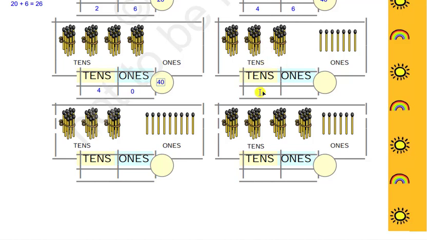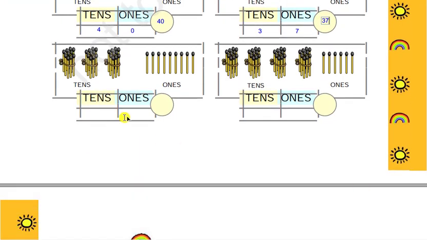Next, here there are 3 bundles, so we will write 3 tens and the loose matchsticks are 1, 2, 3, 4, 5, 6, 7. So finally it is 7 ones. So the total number here we get is 37. Here if we count there are 3 bundles, so it is 3 tens, and if we count the loose matchsticks it is 1, 2, 3, 4, 5, 6, 7, 8, 9. So it is 9 ones. So the total number here we get is 39.